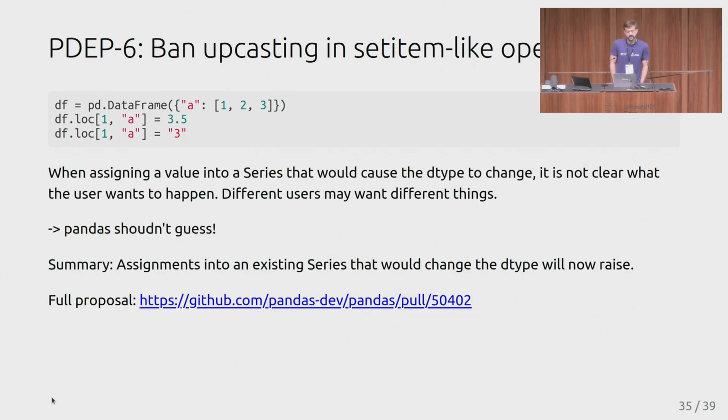Now, the issue with this is, assigning a value into a series that would cause it to change its data type, there can be different things the user wants to happen. And different users may want different things. And Pandas shouldn't guess. It's always going to guess wrong for someone. And so the behavior we've aligned on is that assignments into existing series that would change your data type will in the future instead raise. This behavior is going to be deprecated in 2.1. If you're doing this today, you'll start seeing those future warnings on Pandas 2.1, and then it will become the default behavior in Pandas 3.0. And you can see the full proposal in the repository.